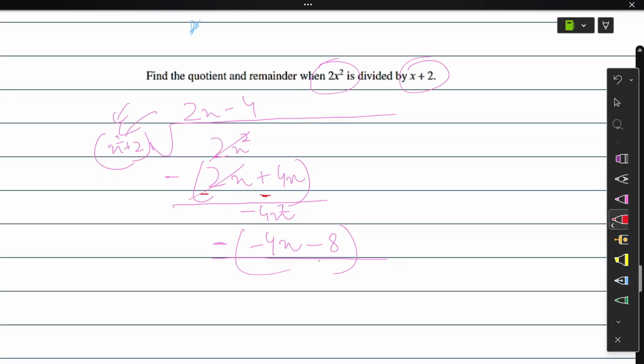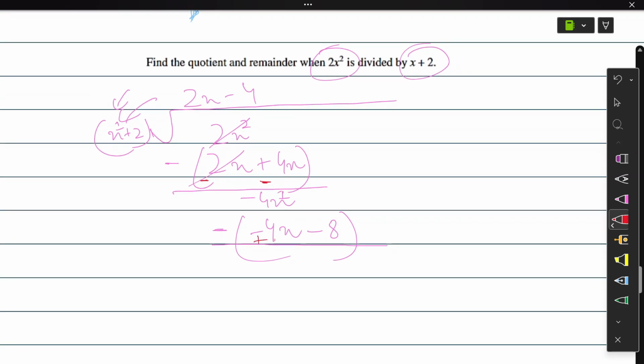So here we go. Subtract that, and this will turn into plus, this will also turn into plus, and this will get cancelled out, and the remaining will be plus 8. So plus 8 remains. Now x to the power 0, so the degree of your variable is now 0, and the degree of your divisor is 1. But now the remainder has become less than the divisor, the degree of the remainder has become less than the divisor, hence your remainder is 8.